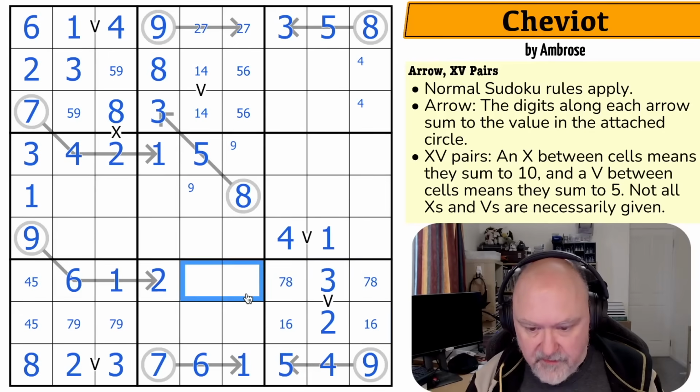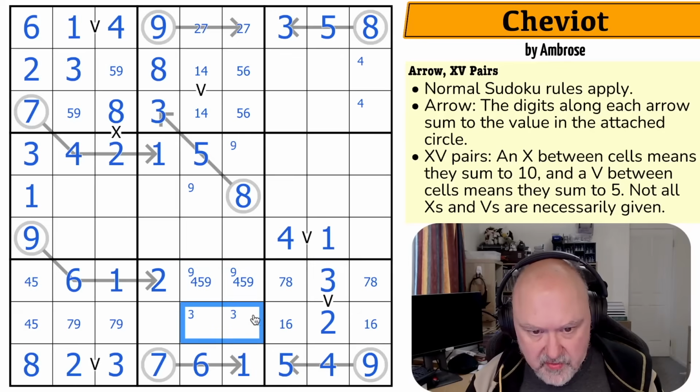So these are 4, 5. I need to put a 9 in one of those two. They're 4, 5, 9. 3 is in one of those two. Because I can't put a 3 there, but I have to put one in the box.